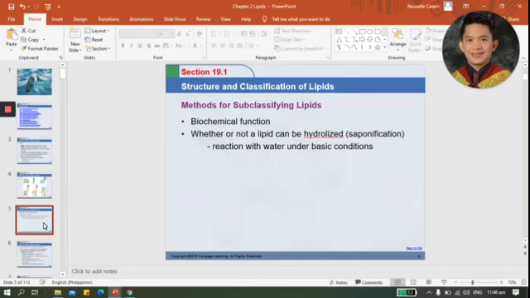Okay, so more on the methods for classifying lipids. Again, we classify lipids based on the function they perform, and whether or not that lipid can be hydrolyzed. Hydrolysis, of course, is the reaction with water under basic conditions. Now, if you recall our discussions on carbohydrates, hydrolysis of, for example, a disaccharide would produce the two monosaccharide components that compose that disaccharide.